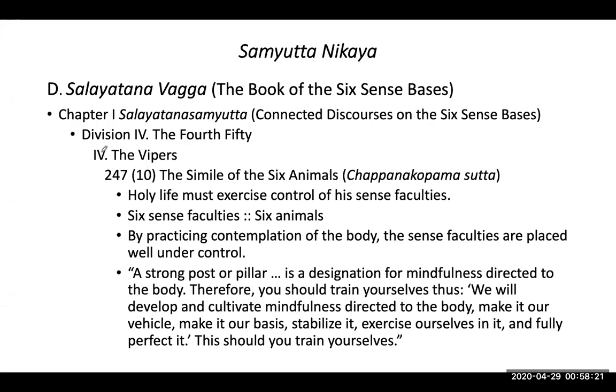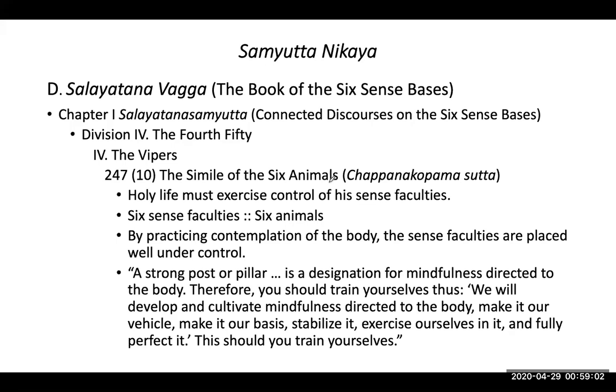One of the sutras belonging to Salayatana Vagga is the simile of six animals. The name of the sutra is Chappanakopama Sutra. And then the Buddha preaches that a bhikkhu practicing the holy life must exercise control over his sense faculties.